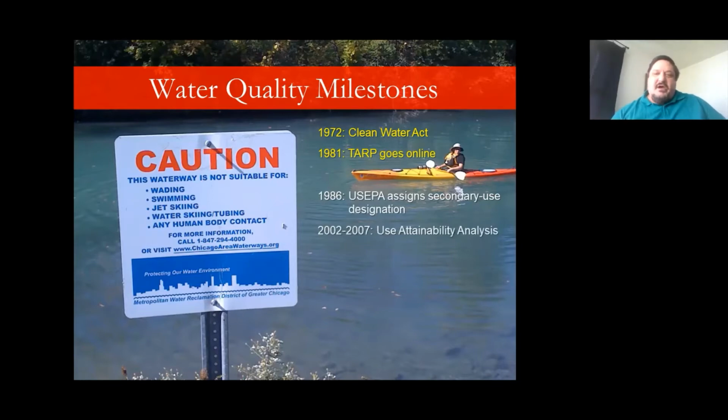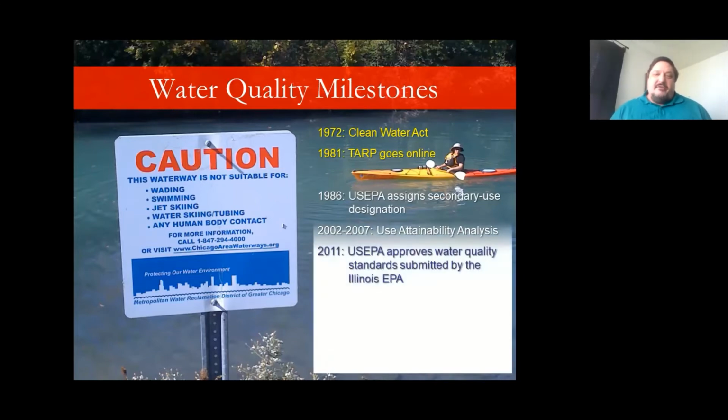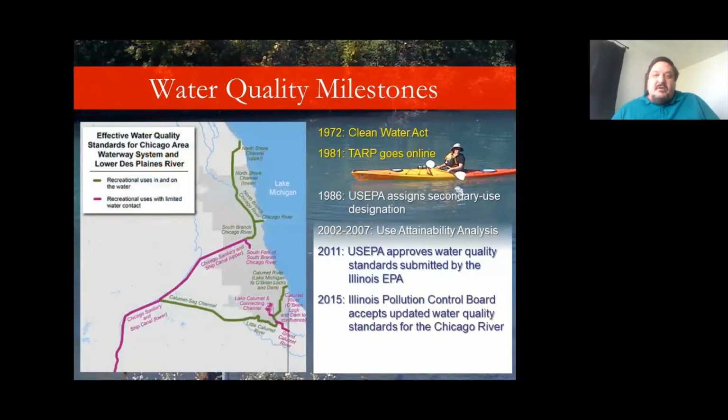In the 2000s, Friends of the Chicago River and many other organizations, including the EPA, were in front of the Illinois Pollution Control Board doing use attainability analysis of the Chicago River. And that led to US EPA improvements for the water quality standards being submitted in 2011 and adopted in 2015. This basically changed the river from being seen, this is a gross terminology, but generally as an open sewer. It actually changed it to being recreational use in some areas and recreational use with limited water contact in others. So it upped the water quality standards for use along the Chicago River.